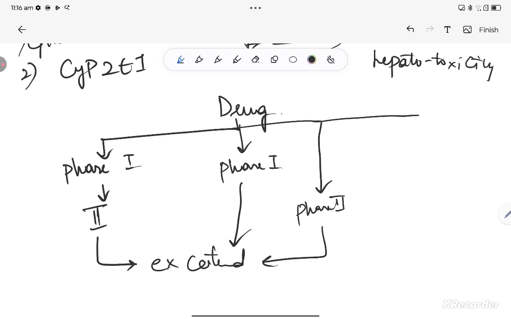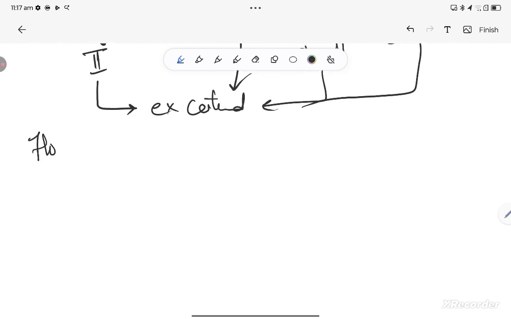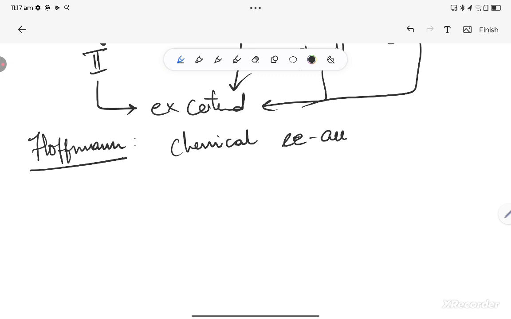This is called Hoffman's elimination. Atracurium and cisatracurium undergo Hoffman's elimination, where they don't need any enzyme. There will be just a chemical rearrangement, so that the drug becomes easily excretable. Examples for this are atracurium and cisatracurium. This is a common MCQ asked in your exam.